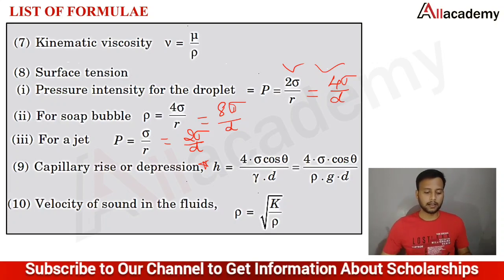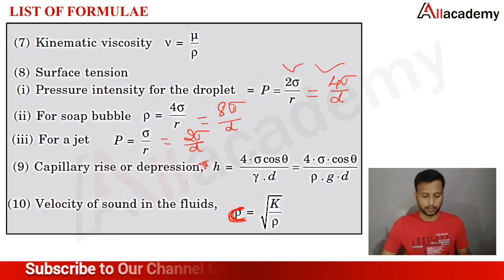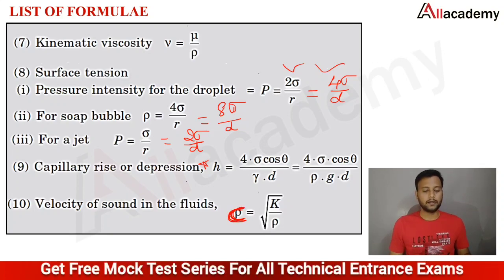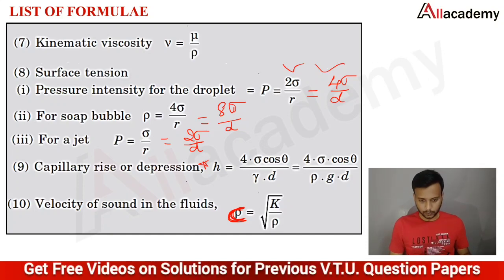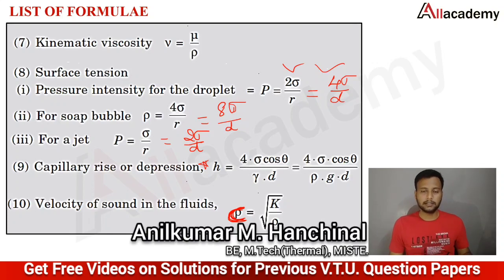Now similarly, at the last we're going to solve the numericals on the velocity of sound, this is C, just make a correction. That is given by C is equal to root of K divided by rho, that is density. Okay, so let us start with the first numerical.